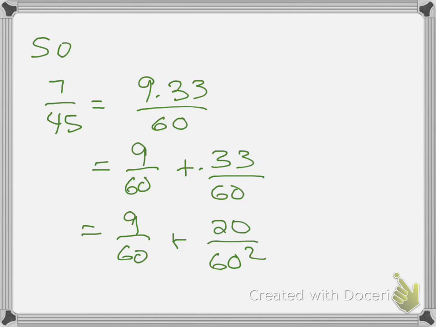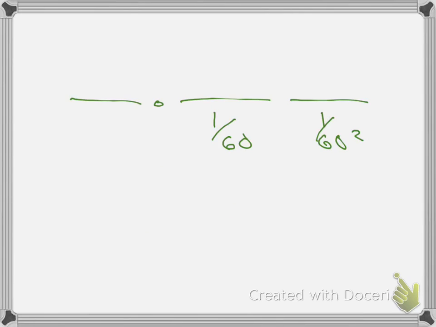So let's recap what we have. 7 over 45 is 9.33 over 60, which is 9 over 60 plus 0.33 over 60, which is 9 over 60 plus 20 over 60 squared. And so the 9 goes in this column, the 20 goes in this column, and of course we don't have any integer part, and that's it.